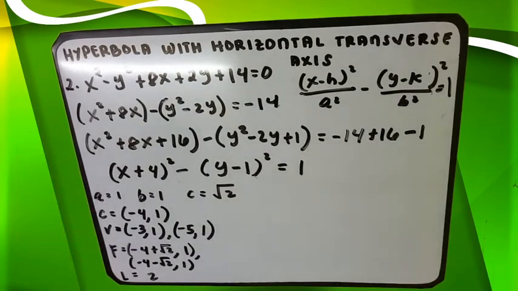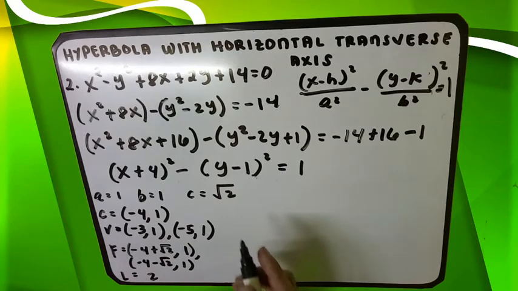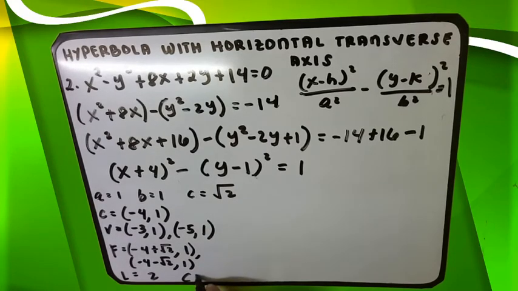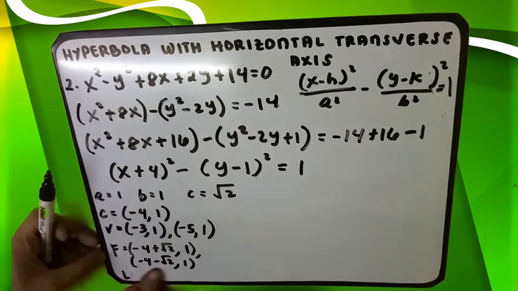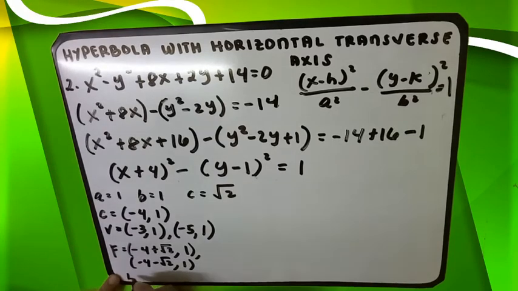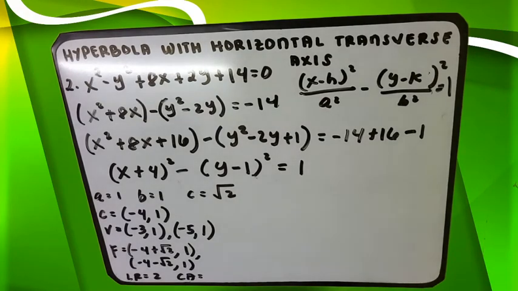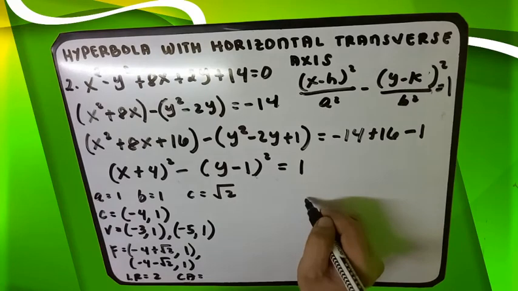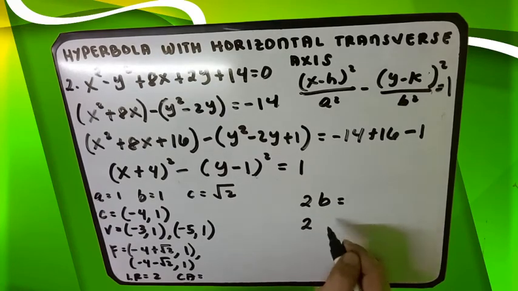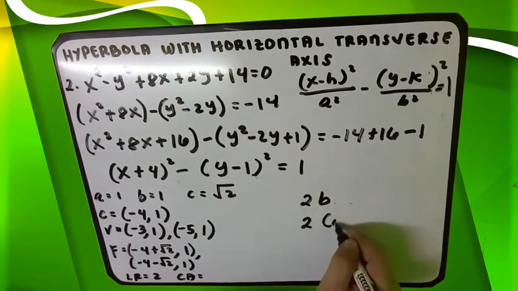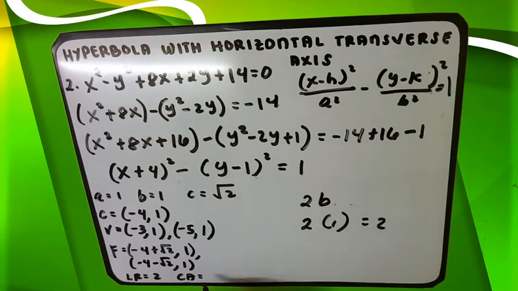Next, length of the conjugate axis. CA na nga lang. LR for latus rectum is 2. So CA is for conjugate axis. For CA or conjugate axis, that is 2b. Ano ba yung b natin? 1. So that is 2. So conjugate axis is 2 din.